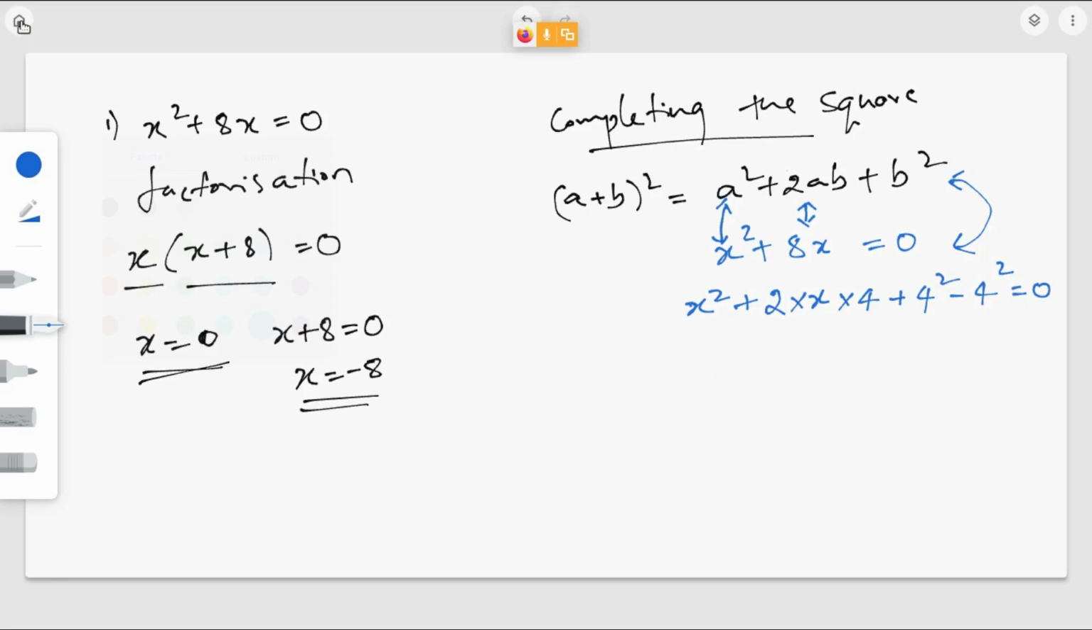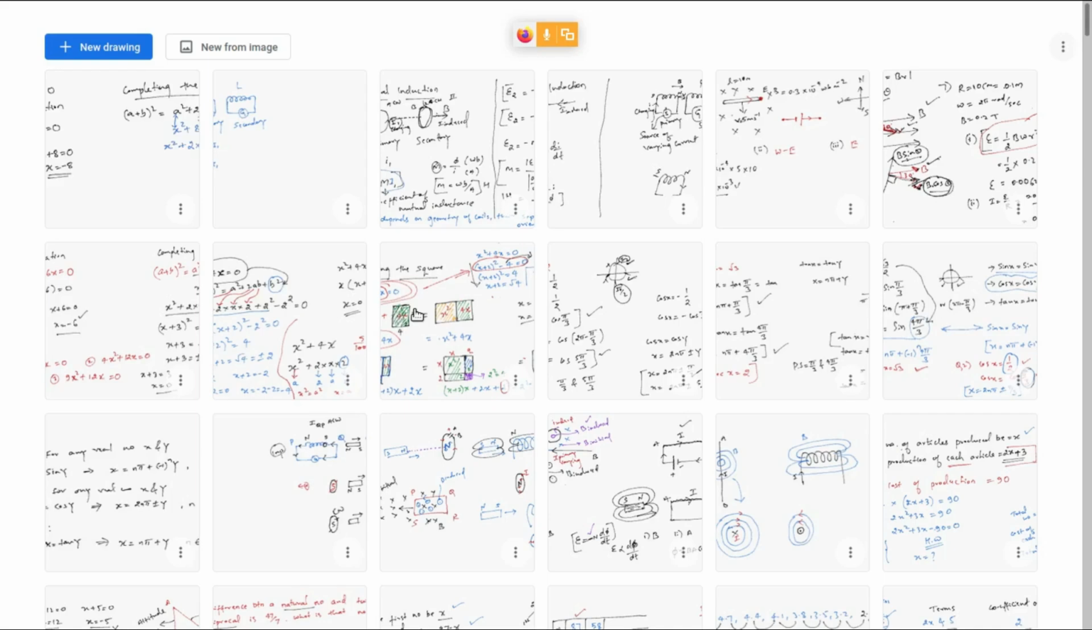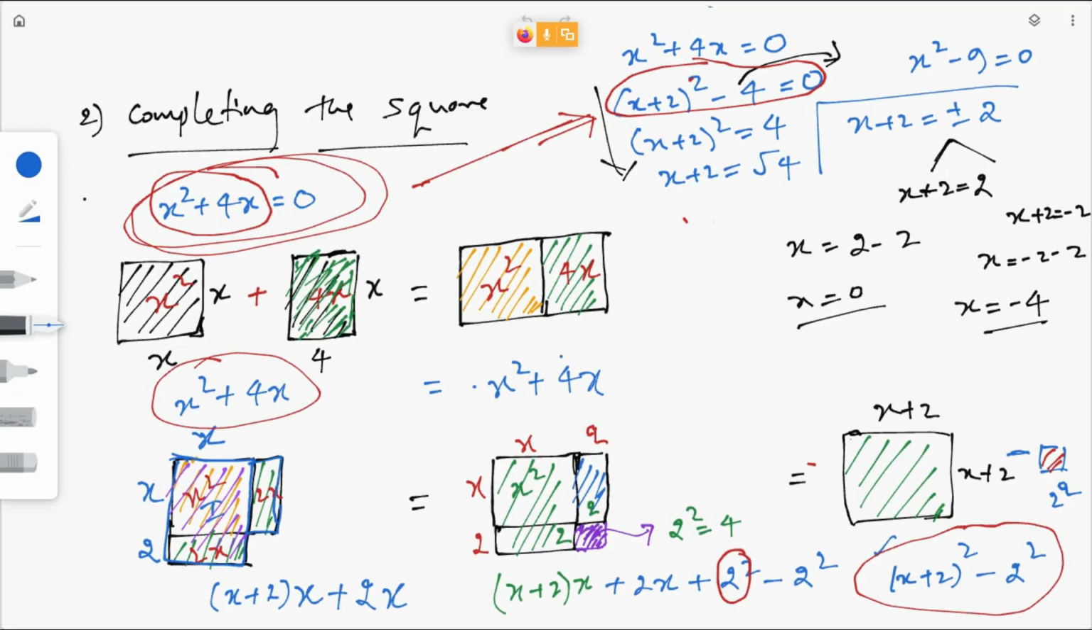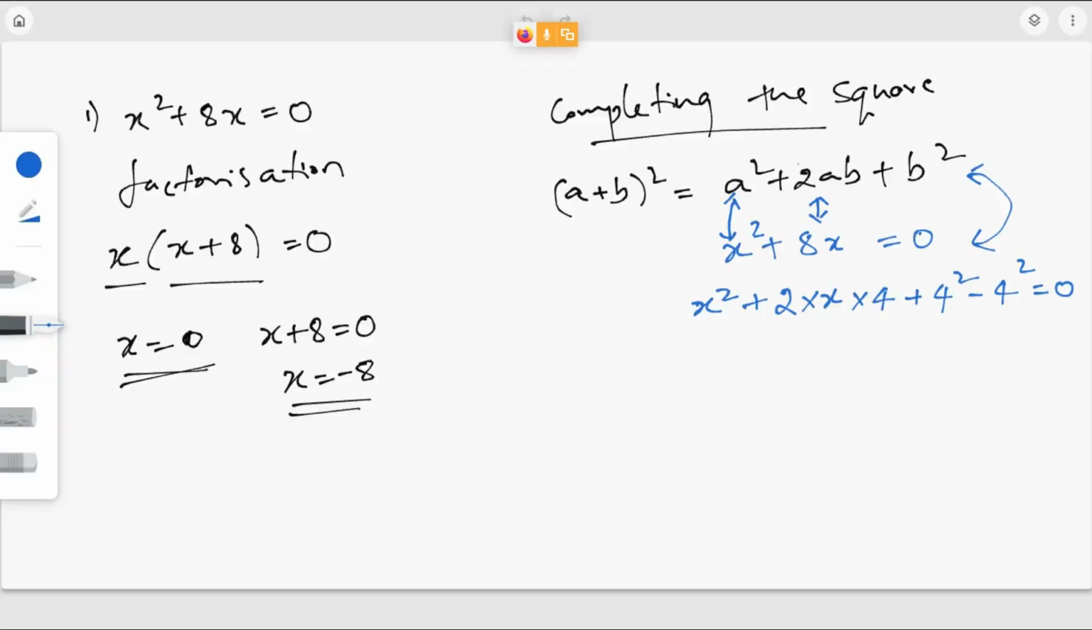If you want to correlate this one with this, see, here we fill this gap with this 2 square, and then again we remove that square in this step. Similarly, you need to add this 4 square here and then remove it in the next step, so that the equation is balanced.